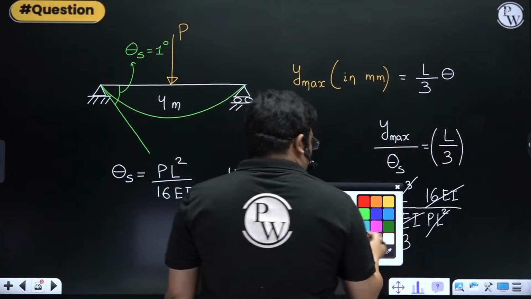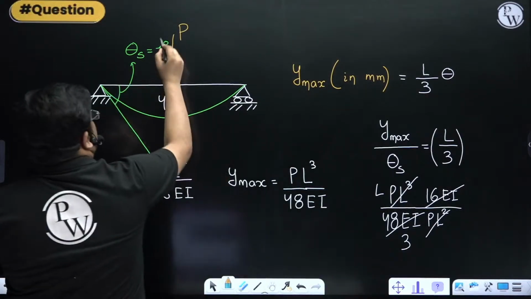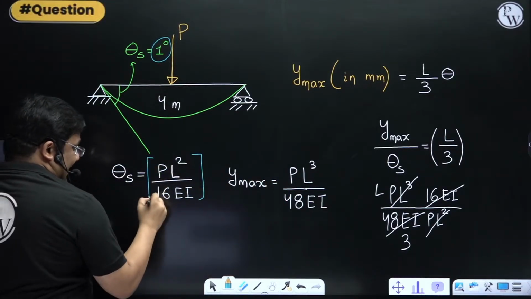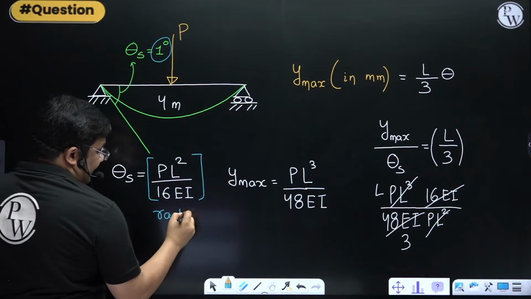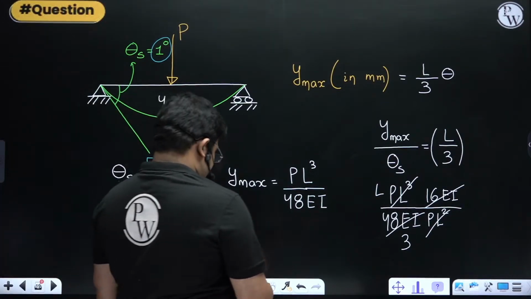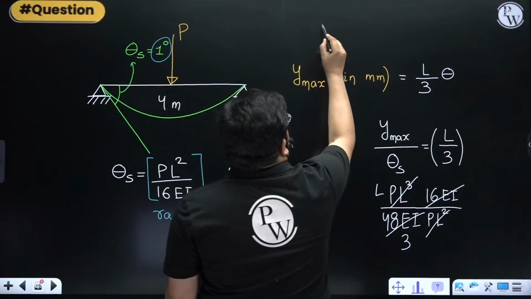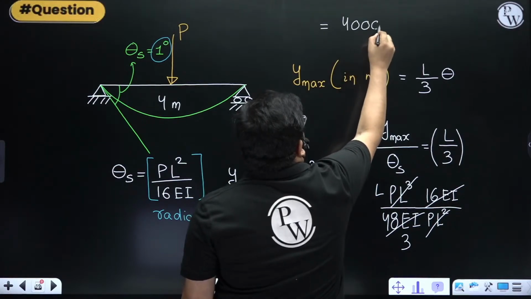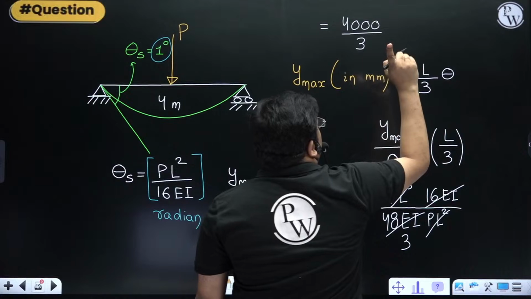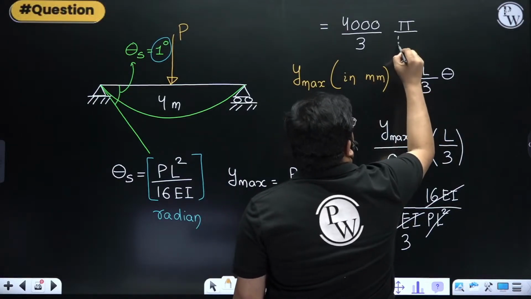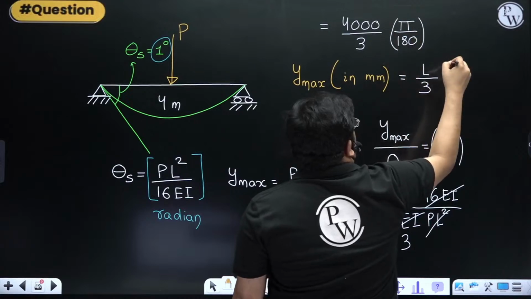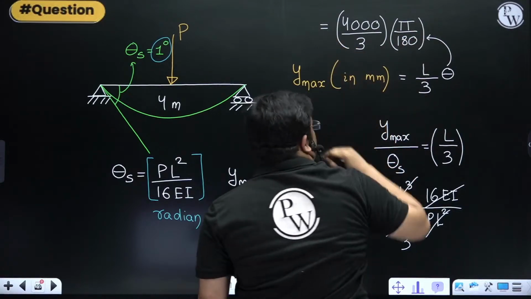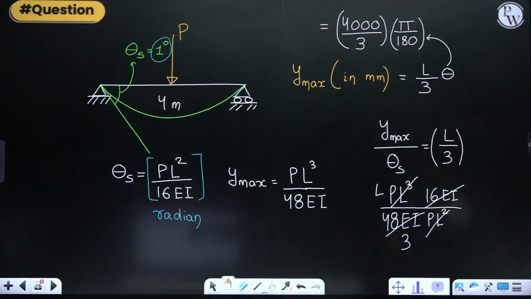But now the thing is that it is given in degree, whereas the formula gives the answer always in radian. So if it is given in degree, it is your job to convert into radian, right? So L is 4 meter. I have to find in mm, so I'll convert into mm. So 4000 divided by 3. It is given 1 degree. 1 degree is how much radian? Pi by 180 radian. So I express theta in radian and then multiply by L by 3. It is in mm, so I'll get the answer. You see, so fast we can solve in the examination.